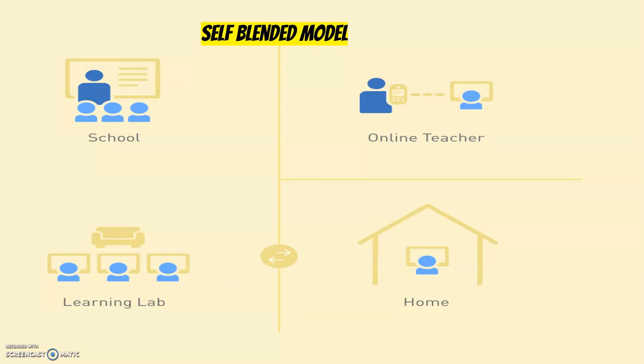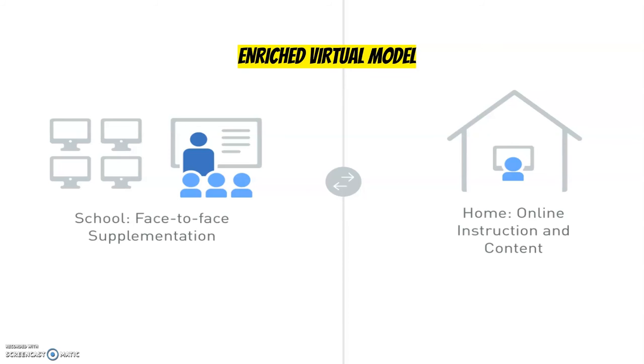Next, in the self-blended model, students take one or more courses entirely online with an online teacher of record and at the same time continue to have a brick-and-mortar education experience. This is also known as the a la carte model, and it often provides students with more flexibility over their schedules. The last one here is called the enriched virtual model.